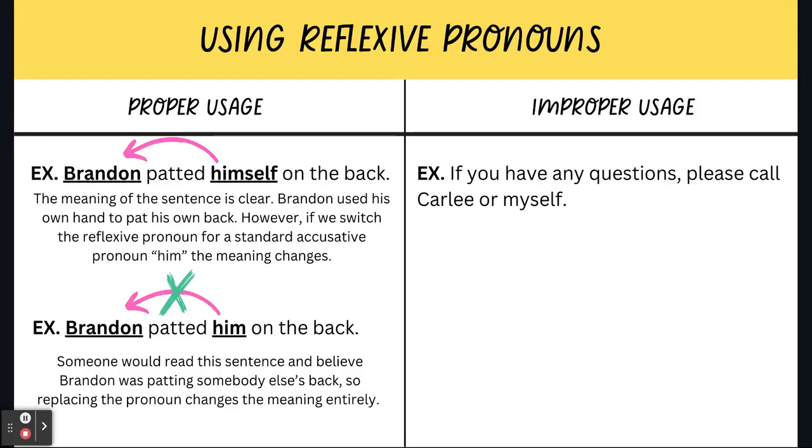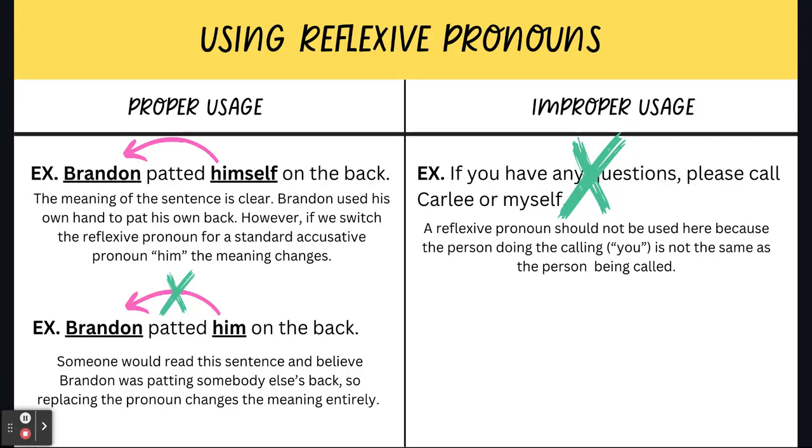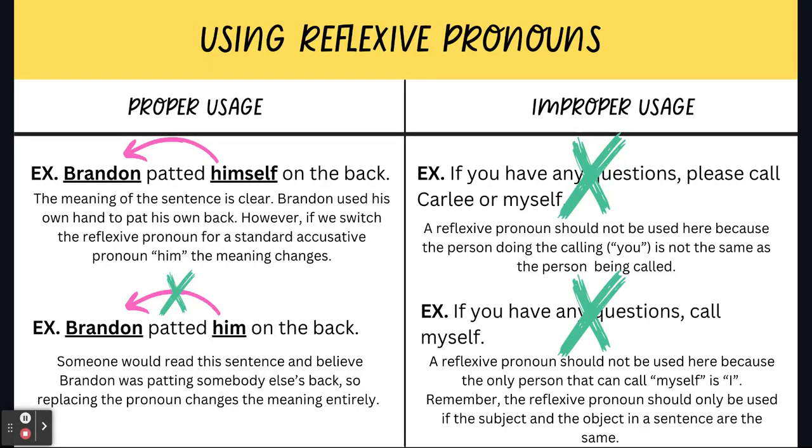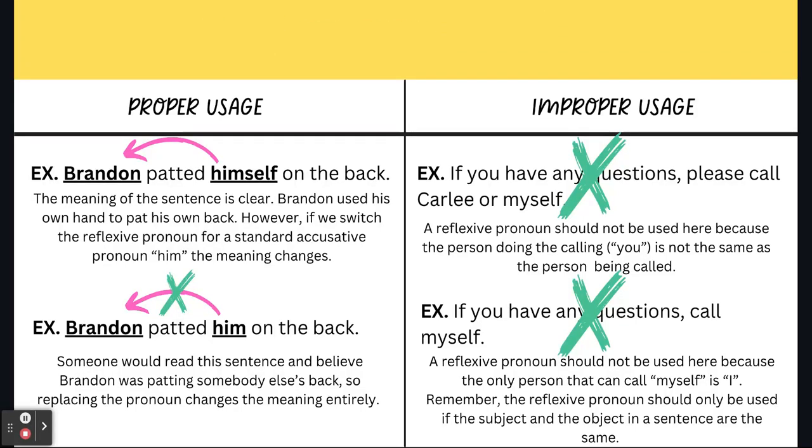Improper usage of reflexive pronouns. An example of this would be, if you have any questions, please call Carly or myself. This does not work. A reflexive pronoun should not be used here because the person doing the calling, in this case you, is not the same as the person being called. Another poor example, if you have any questions, call myself. A reflexive pronoun should not be used here because the only person that can call myself is I. In this case, we're using you. Remember, the reflexive pronoun should only be used if the subject and the object in a sentence are the same.